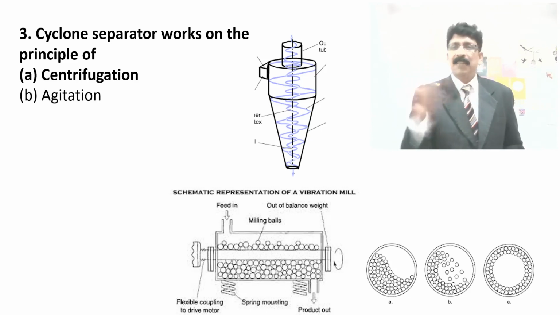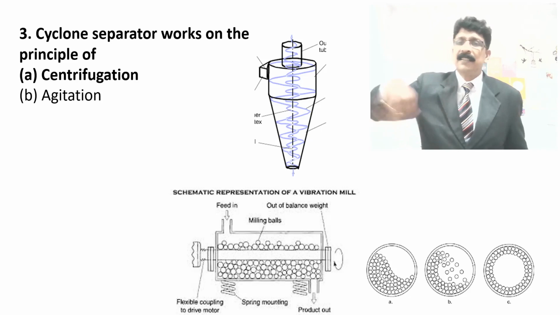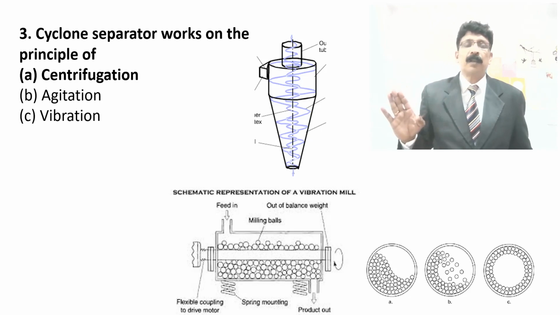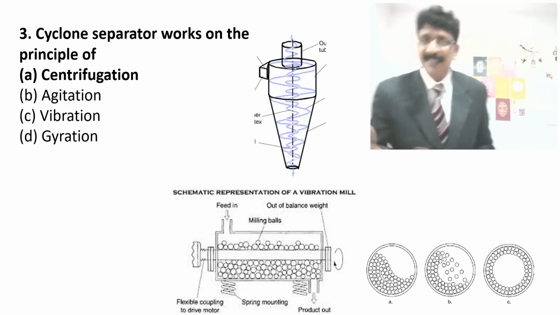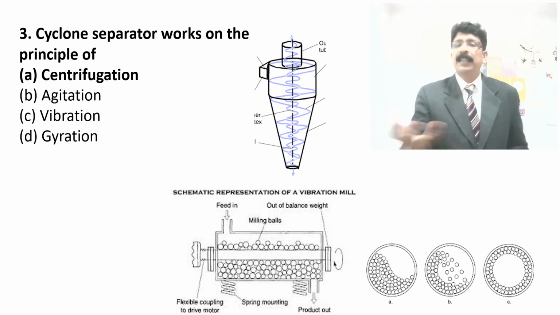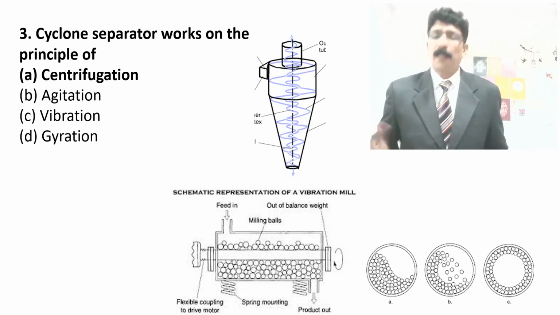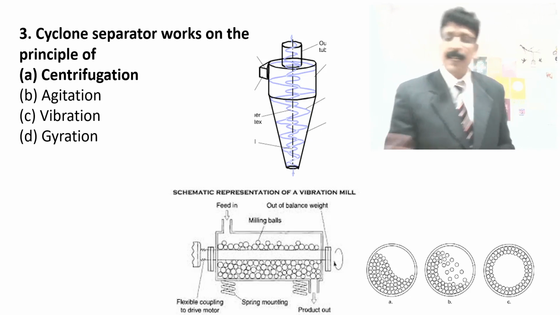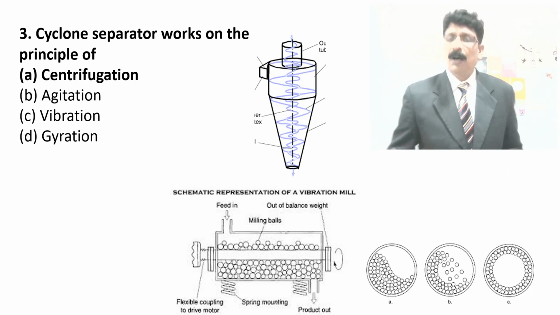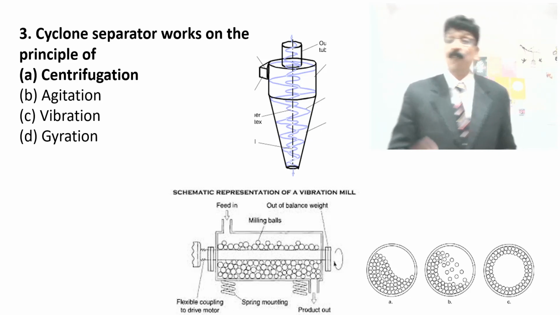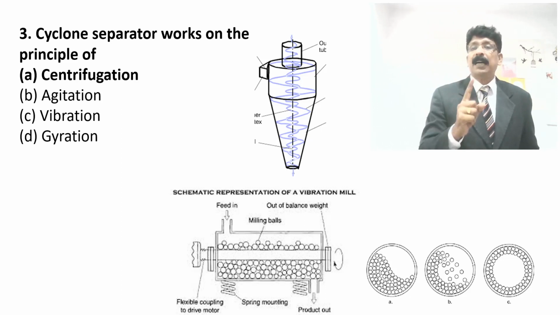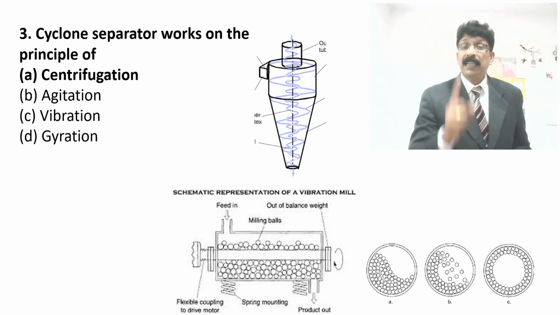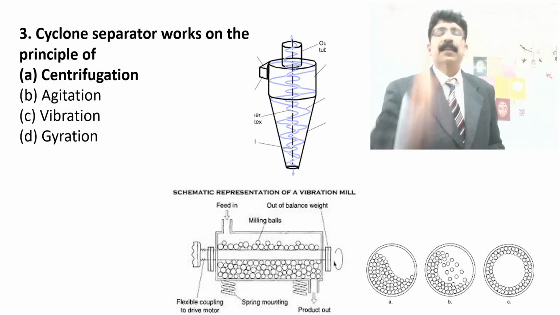Agitation means shaking, no. Vibration, no. Gyration, just movement, no. It is like a rotating motion, but not in an oval shape, and in an opposite gyration, used for solubilizing. So the cyclone separator is an instrument which works on the principle of centrifugation.